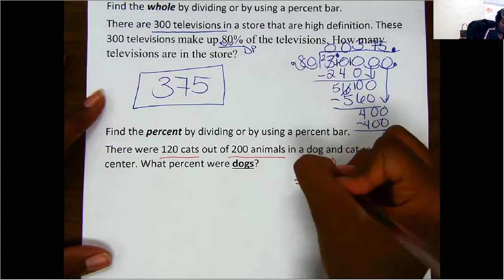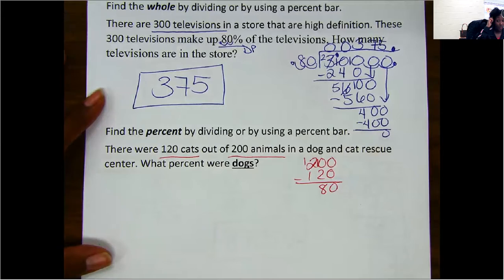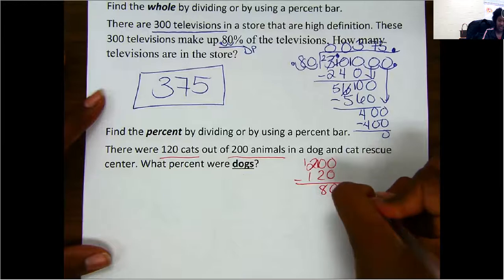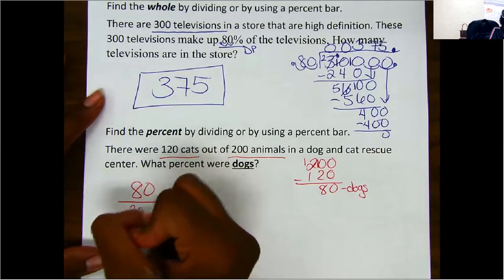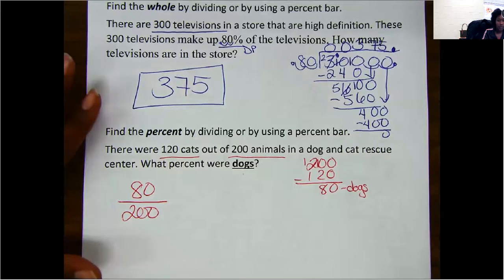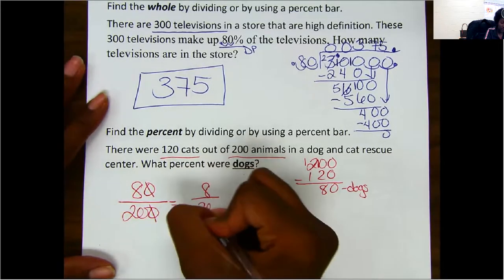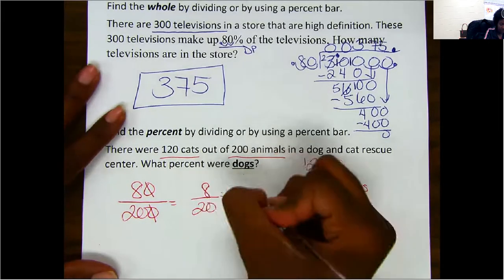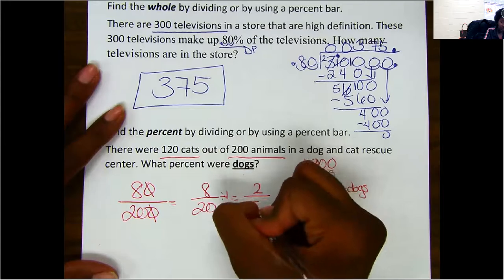0, 8, 8, 9, 10, yeah, 8. So 80 of those animals were dogs. So this is the number I need to use. So I'm going to do 80 out of 200, okay? I can simplify by 10. So now I have 8 out of 20. I can simplify that further by 4. So now I have 2/5.